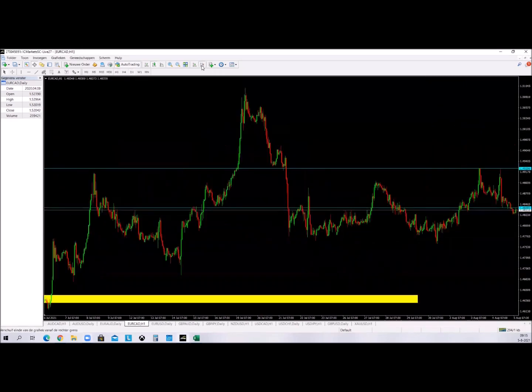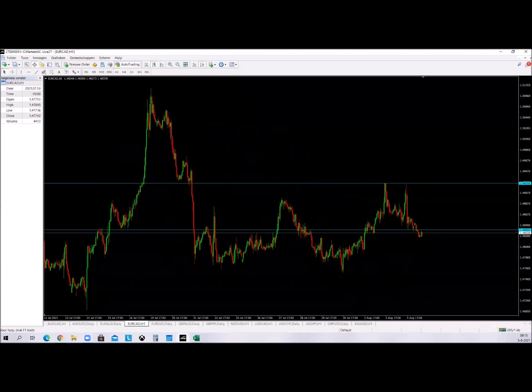So let's go to the hourly time frame. And again, very clear, we got this supply zone over here.